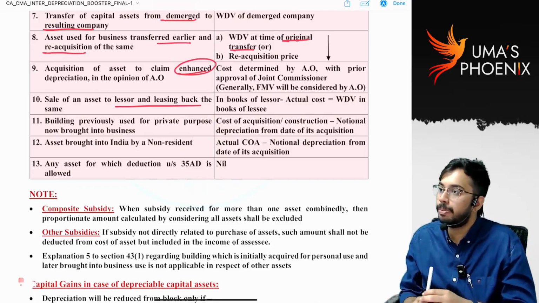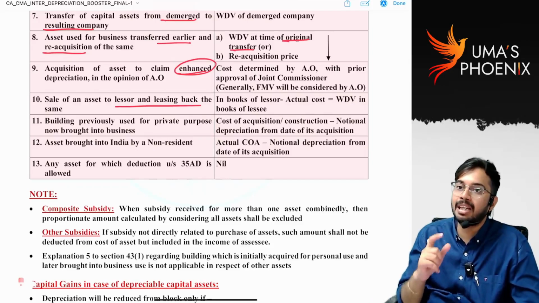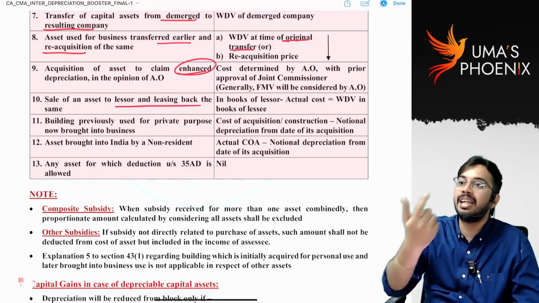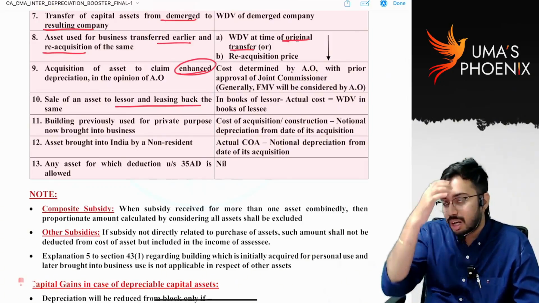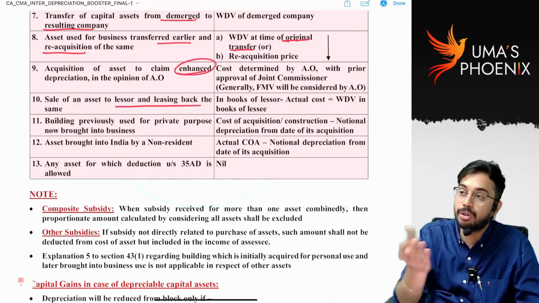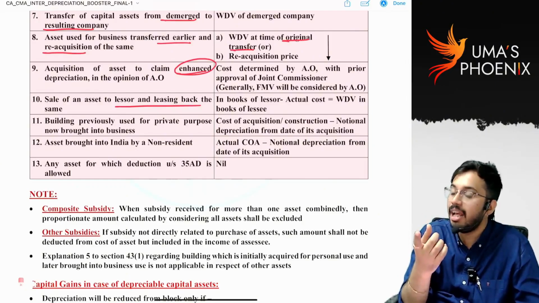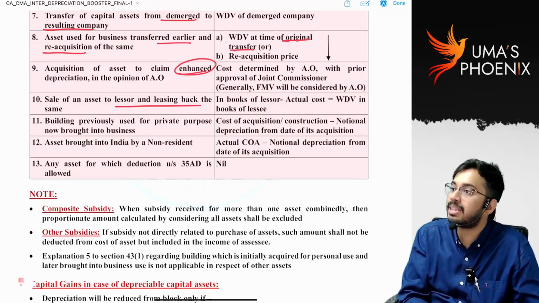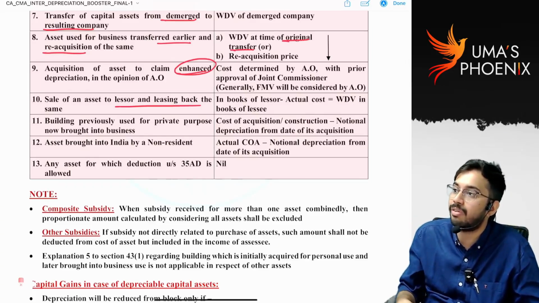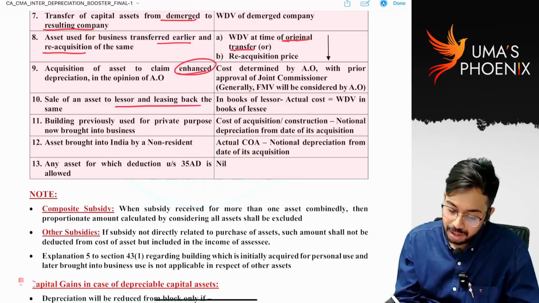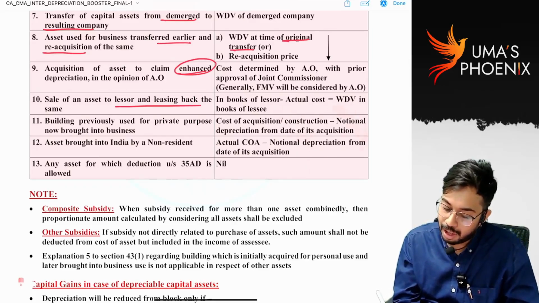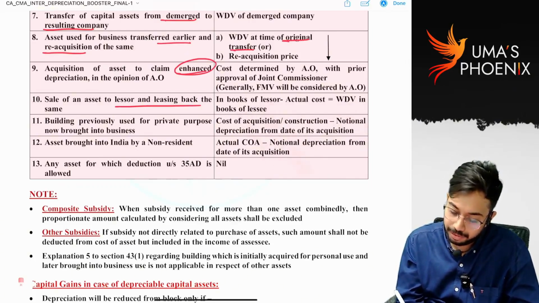To counter this loophole, sale and lease back: if the same asset is sold by me and the same asset is leased back by me, the actual cost in the hands of Kaushik, now he is the lessor, right? In his books, actual cost is equal to written down value in my books. That means actual cost in the books of the lessor is equal to written down value in the books of the lessee. Is it clear?